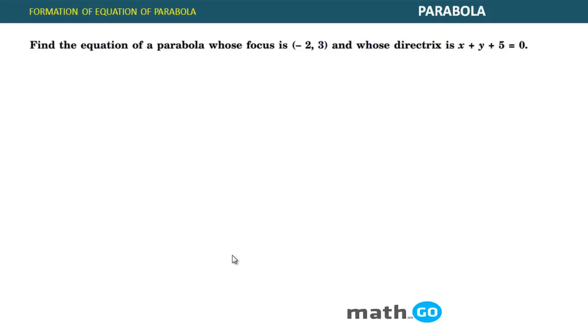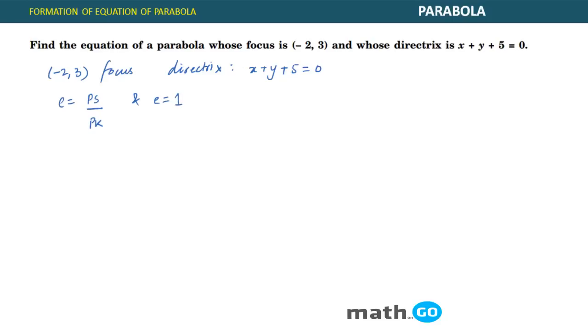So the first question that we are taking, for the formation of the equation of a parabola, is how we actually form equations. It says: find the equation of the parabola whose focus is minus 2, 3. This is the focus that is given to you, and the equation of the directrix is also given. Now start thinking how you will solve this. You do not require anything new because I have already taught you how to do these kinds of questions. We know that for a parabola, E is equal to PS by PK, and E is equal to 1.